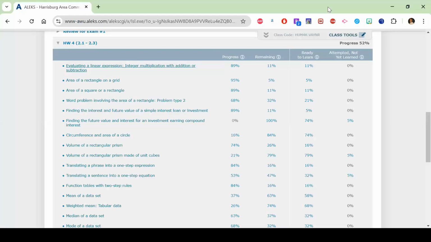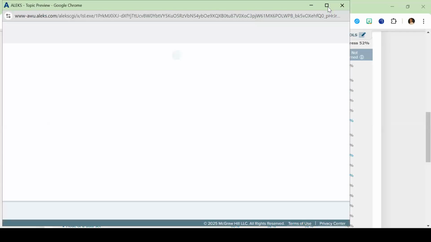Okay, so in Unit 2 of the Fundamentals of Statistics course, I am going to go through every single topic in this unit, and this is Unit 2. So, evaluating a linear expression.